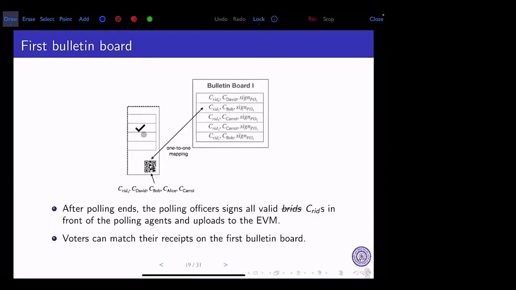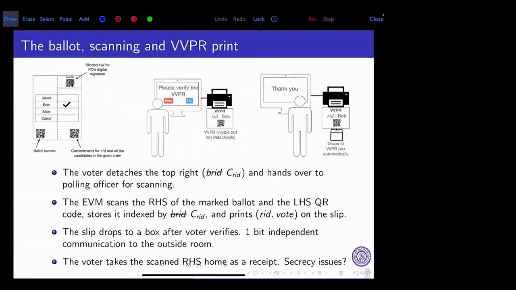Your receipt you can give to your friend, and the friend can go and verify that it is indeed on the bulletin board. And this signature by the PO ensures that the holder of the receipt CRID has indeed completed the voting according to the protocol. Did not cancel, accepted the voting, and so on and so forth. So note that this CRID was detached and given to the PO. Once you have completed the polling, the PO signs this part and uploads either through the EVM or later to the bulletin board.